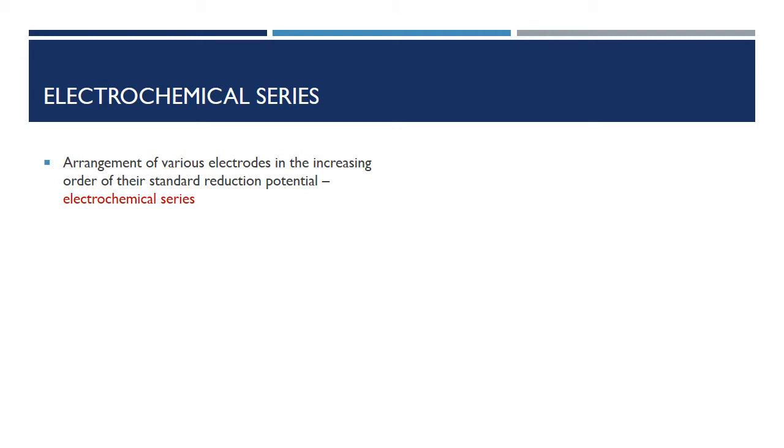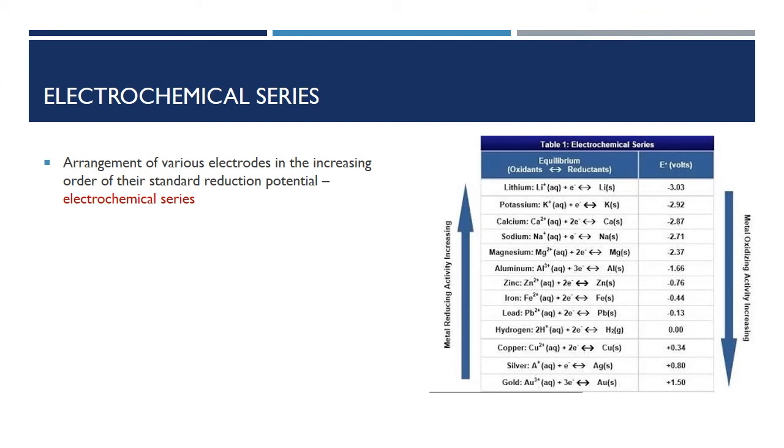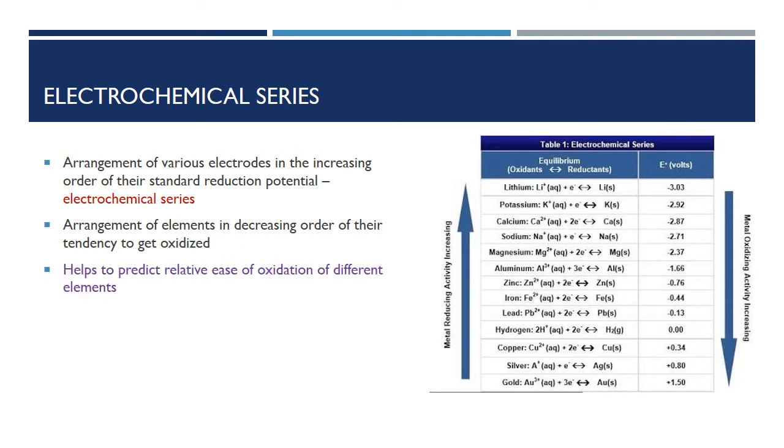Arrangement of various electrodes in the increasing order of their standard reduction potential is called the electrochemical series. This picture represents an electrochemical series wherein various elements are arranged in decreasing order of their tendency to get oxidized. It helps to predict the relative ease of oxidation of different elements.